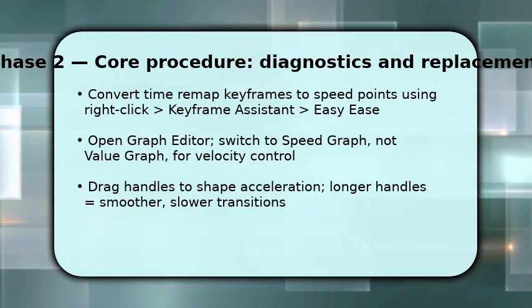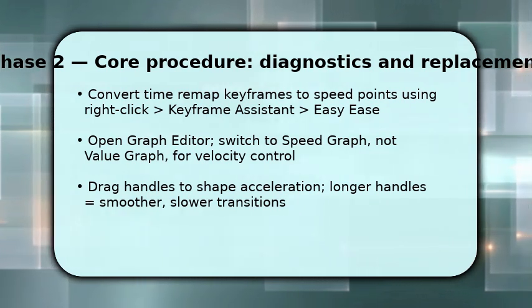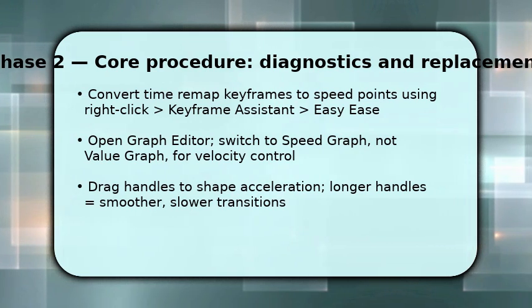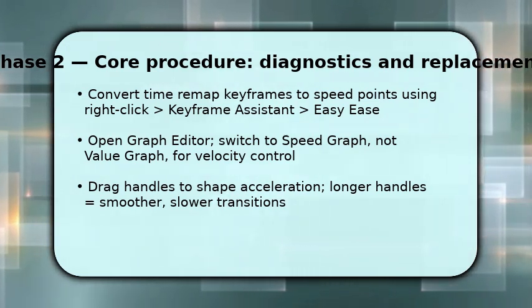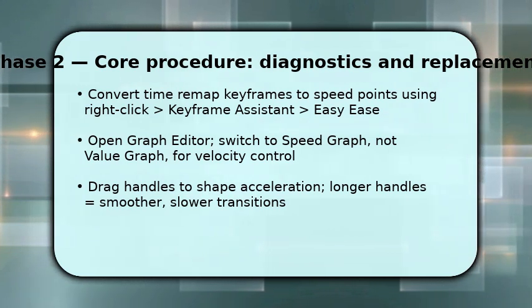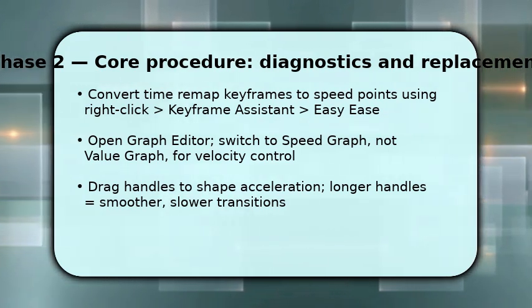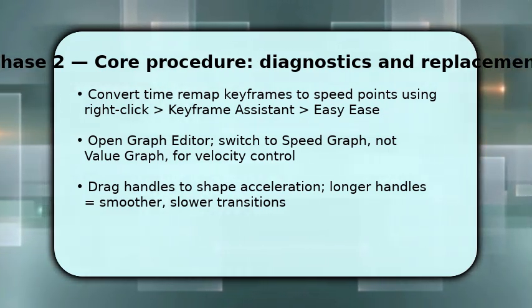You'll drag the incoming and outgoing Bezier handles to create a velocity curve. Pull handles outward to extend acceleration, push inward to tighten it. As you refine, scrub the timeline and adjust handle length until the motion feels natural versus mechanical.